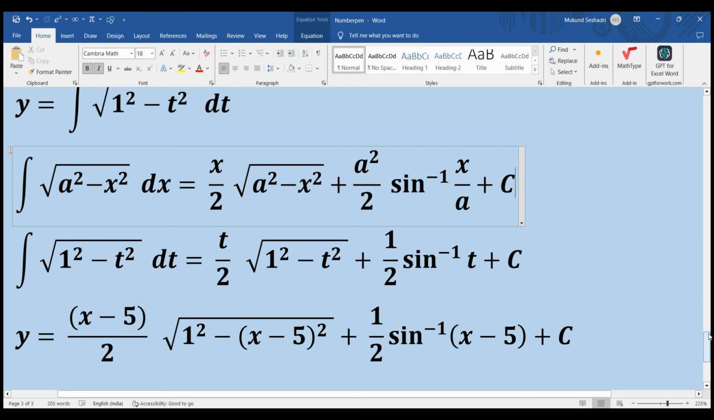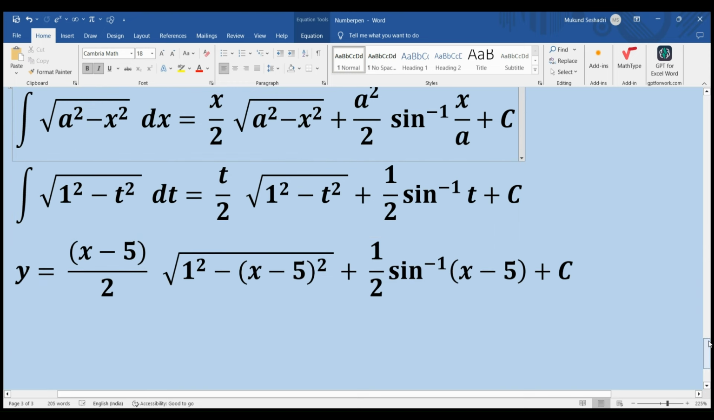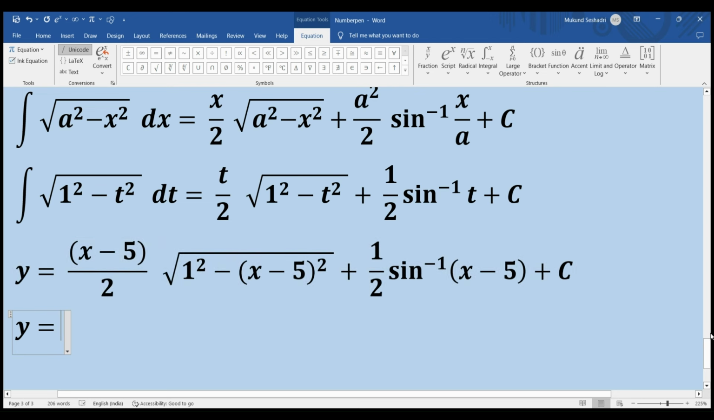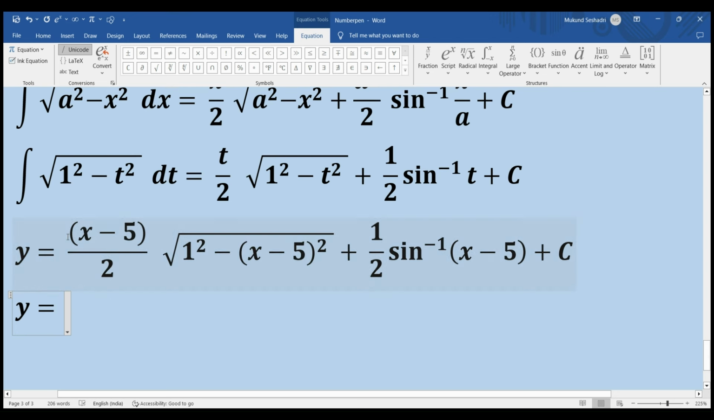So there we are. The answer to this problem is x minus 5 times square root of 1 minus x minus 5 the whole square plus 1 by 2 times sine inverse of x minus 5 plus c. And I can do one more step here. I mean, some of them would expect it, but still, it is okay not to do it.